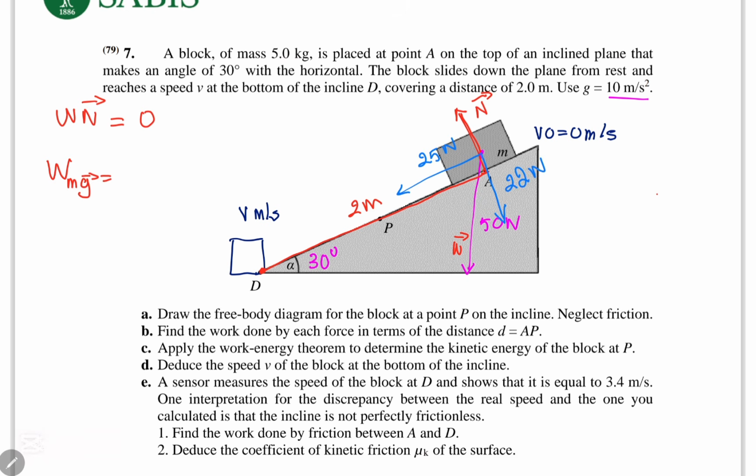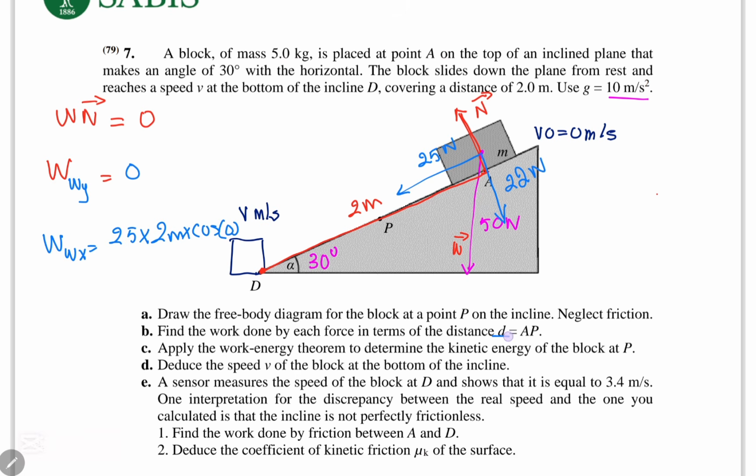Okay, so the work done by W on the y-axis is 0. Why? Because it is perpendicular to the direction of motion, so it's not going to yield anything. But the work done by W on the x-axis is going to be the force, which is 25 newtons, times the distance, which is 2 meters, times cosine of the angle between them. They are both parallel to each other, so the angle is 0. So I will end up with what?